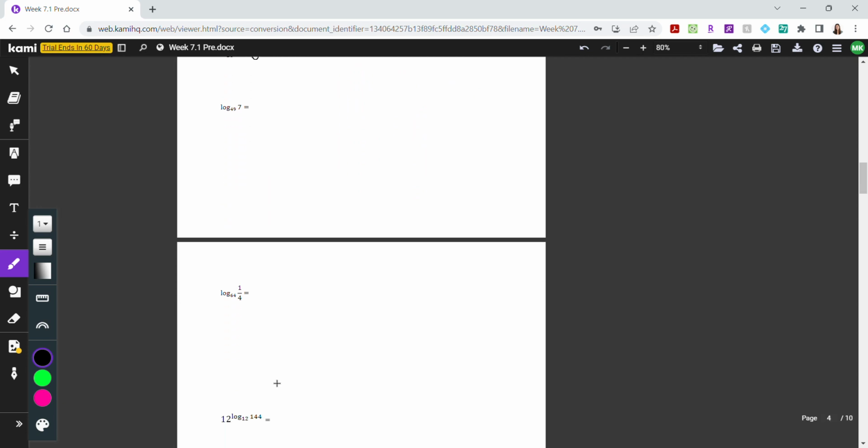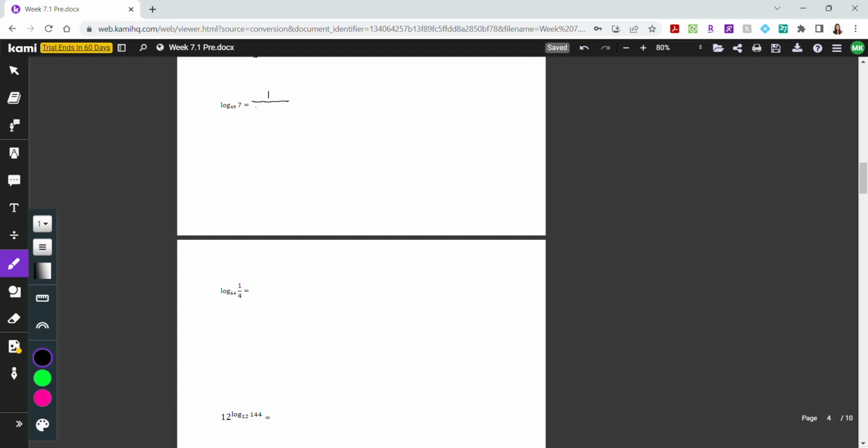Okay. Now for the next question. Ooh, look, we have log base 49, 7. All right. I know that 49 and 7 are related to each other. So what I'm going to do for this case is I'm going to flip it upside down. And when I flip it upside down, I know my 49 and 7 are going to switch places.